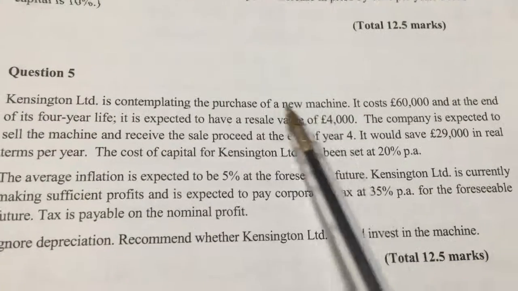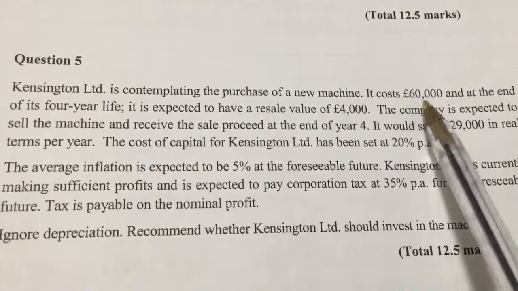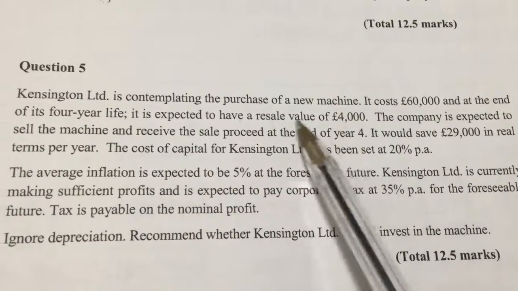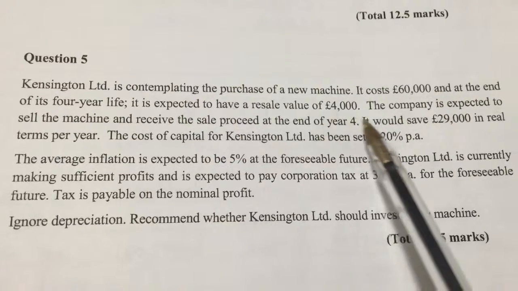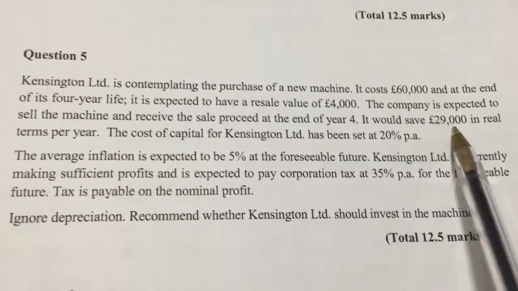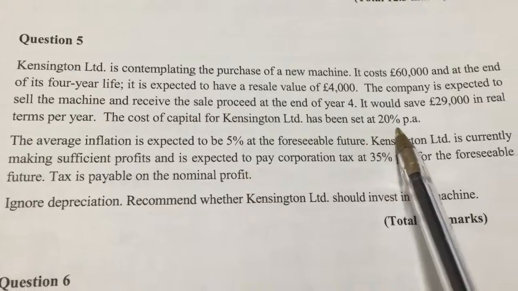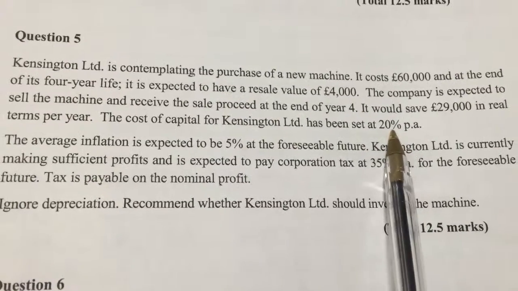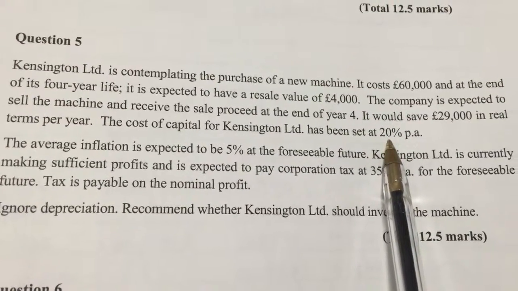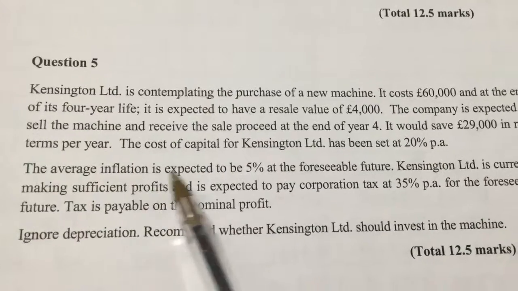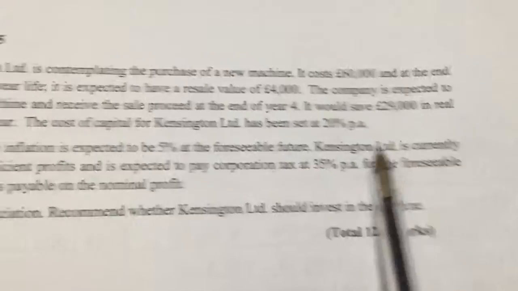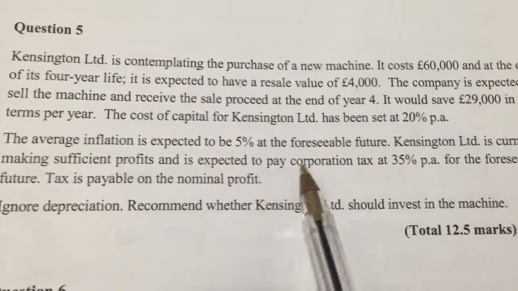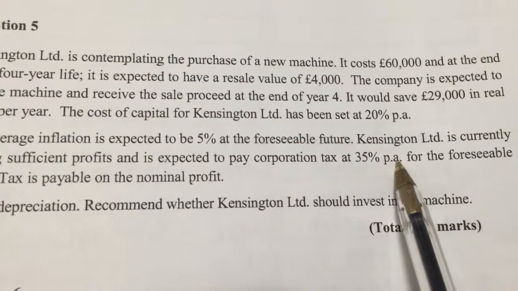So if you remember from the last video, it costs the same 60,000. It has the resale value of 4,000. It gives you the savings of 29,000, and then the discount factor, which is 20%, the same as the last question. And it gives you the inflation as well, and the tax at 35%.